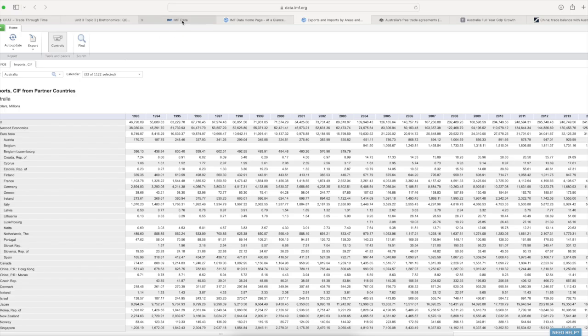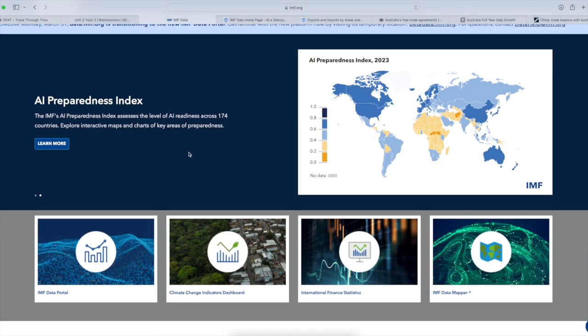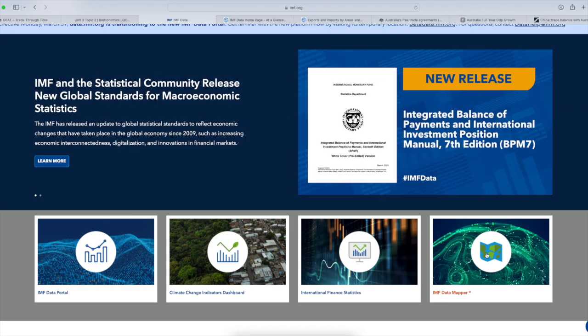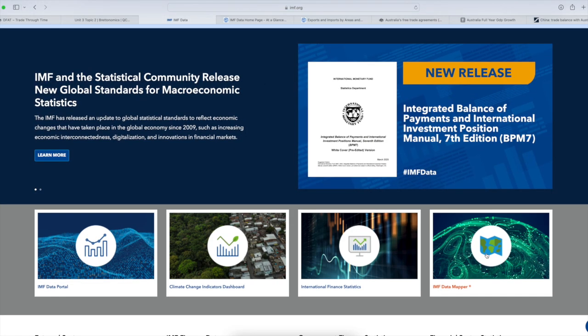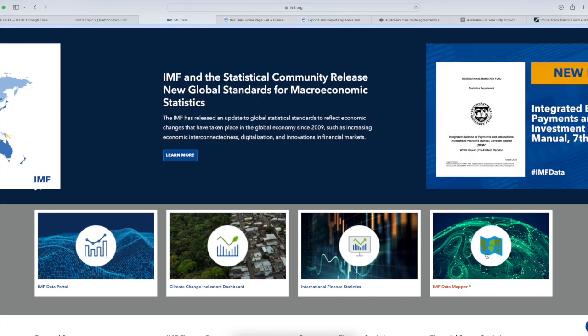So there are two simple tools that appear on the IMF data section, the IMF data portal and the IMF data mapper, to give you the trends and some great images to begin with, to start with. Hope that was helpful. I would strongly recommend you spend some time looking through those and really help the data come to life for your reports.